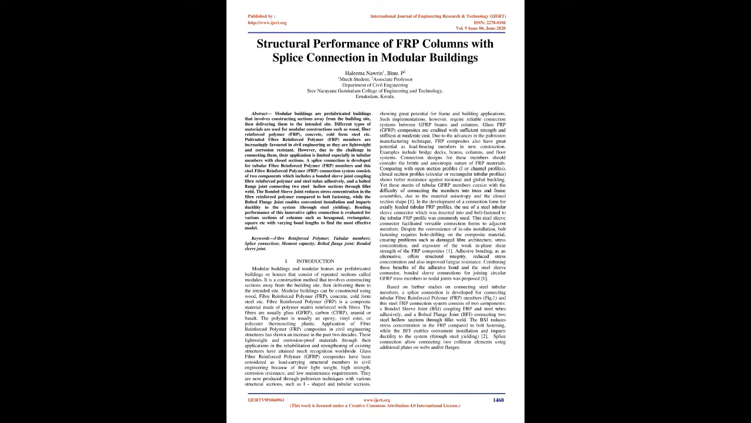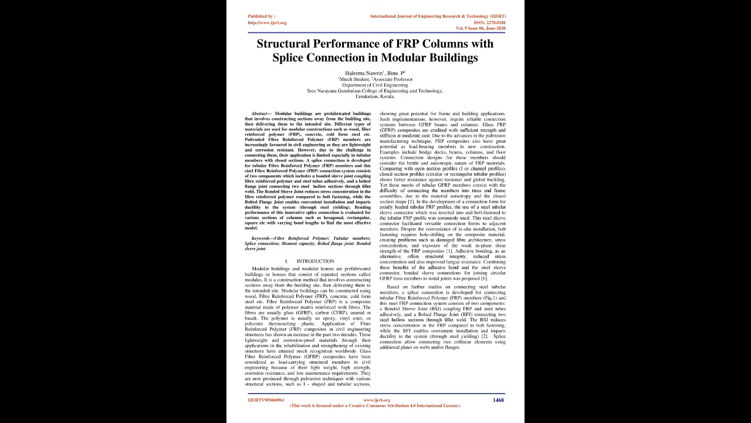Bending performance of this innovative splice connection is evaluated for various sections of columns such as hexagonal, rectangular, square, etc., with varying bond lengths to find the most effective model. Keywords: fiber reinforced polymer, tubular members, splice connection, moment capacity, bolted flange joint, bonded sleeve joint.